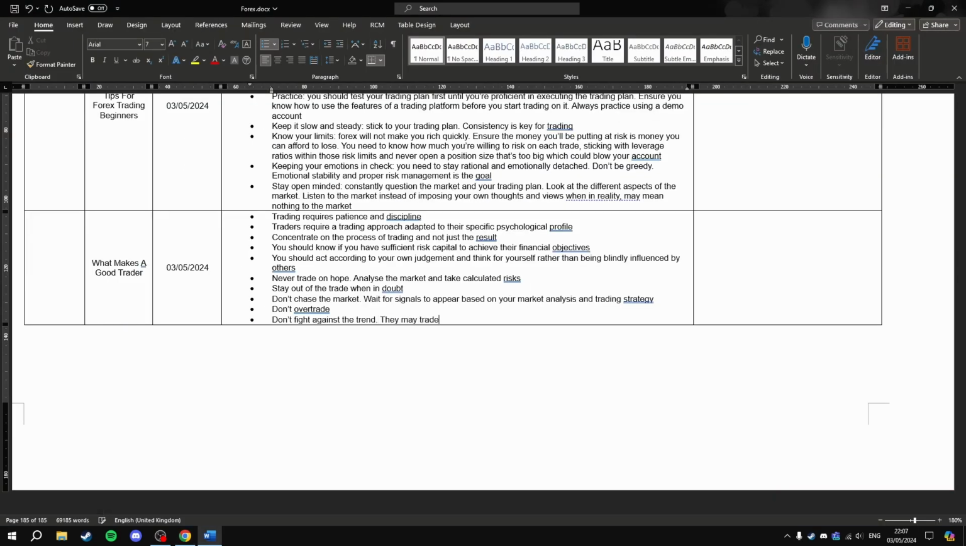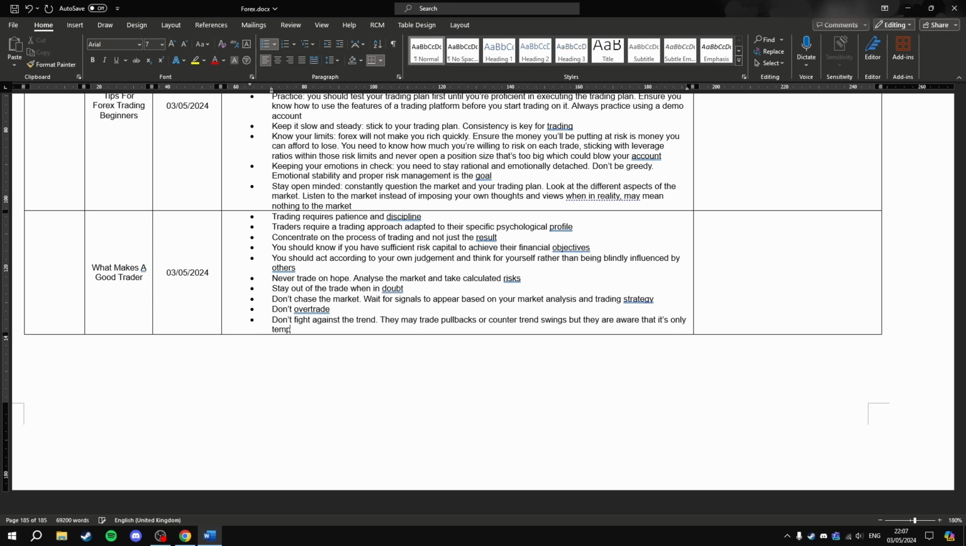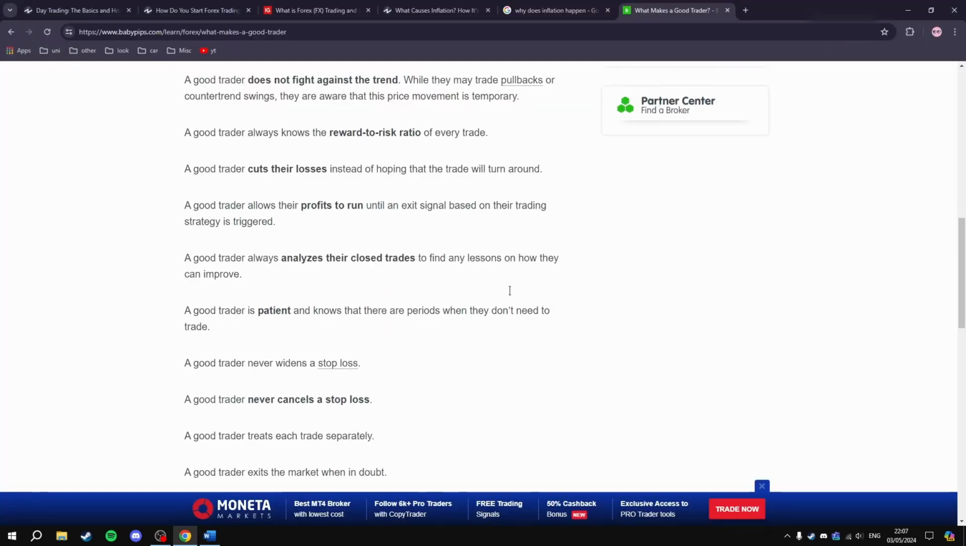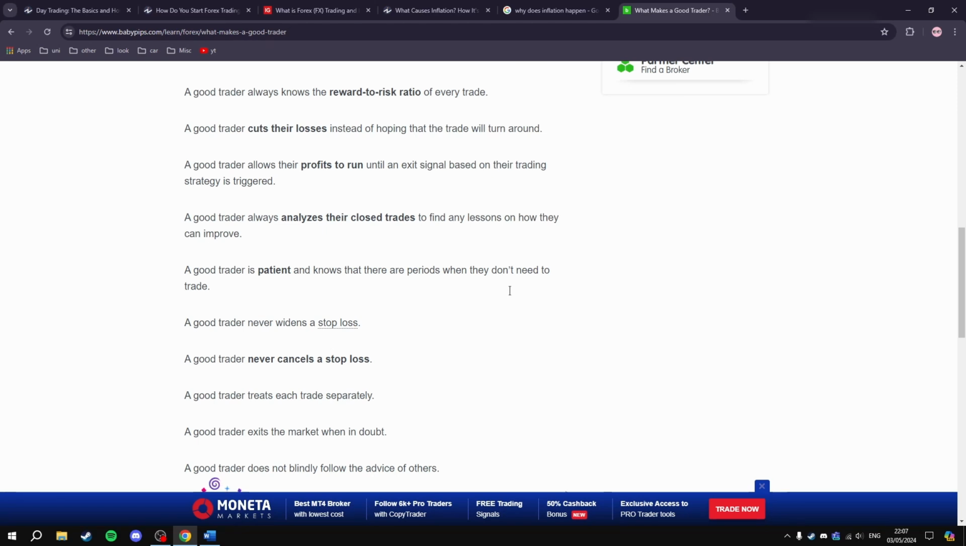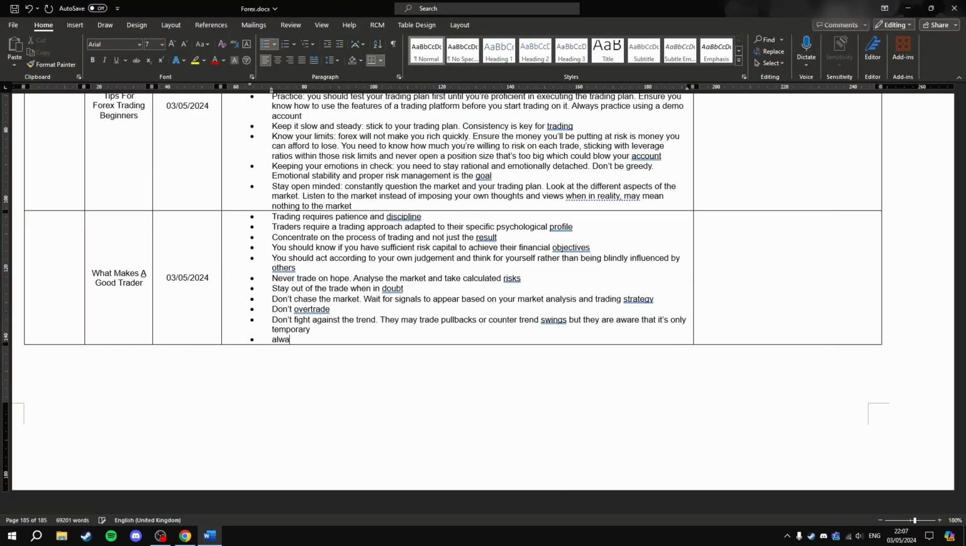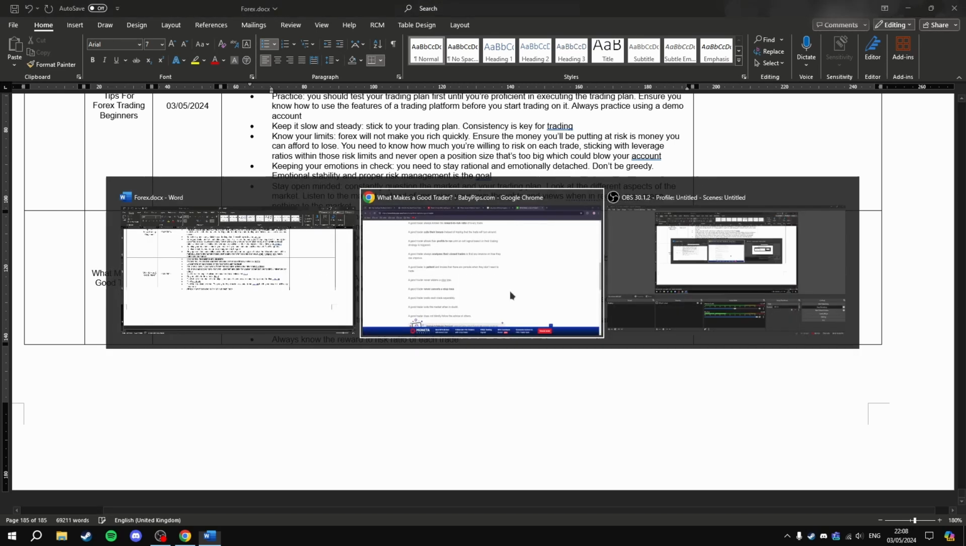They may trade pullbacks or counter trend swings, but they are aware that it's only temporary. A good trader always knows the reward to risk ratio. Always know the reward to risk ratio of each trade.